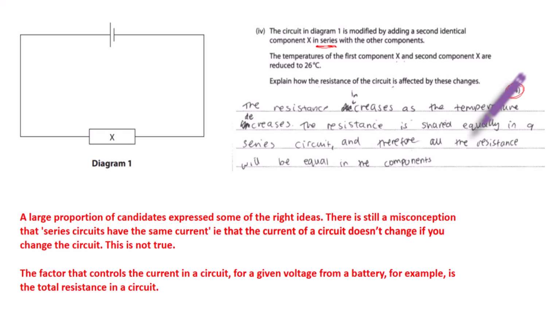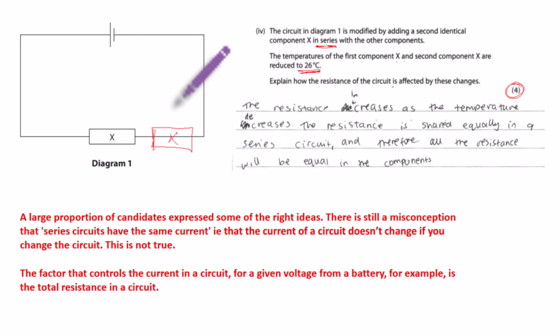So there are four points to be addressed. One is when you add another component in series, the total resistance increases. Also, you have to address the temperature aspect. If the temperature is reduced, what happens to the resistance? So the student has not addressed any of this.